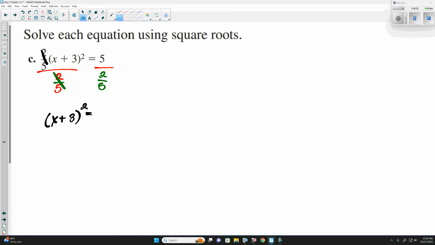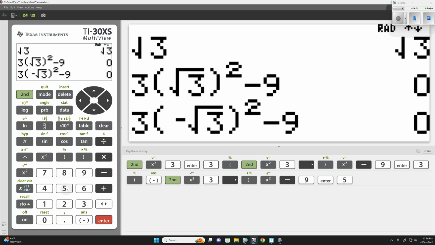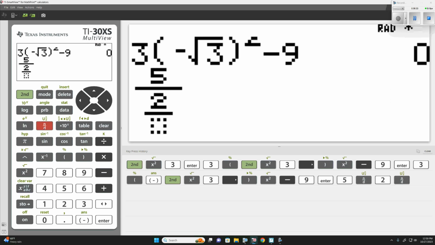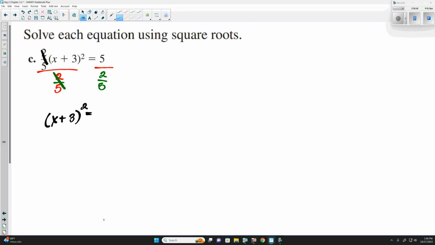well, we have 5 divided by 2/5, which is 25 halves. We can do that in a calculator: 25 divided by 2/5, or 25 over 2/5. Either one works, and it reduces to 25 over 2. Now we do want to leave it as a fraction, because taking the square root of a fraction is a lot easier than the square root of a decimal. Questions on any of this here?